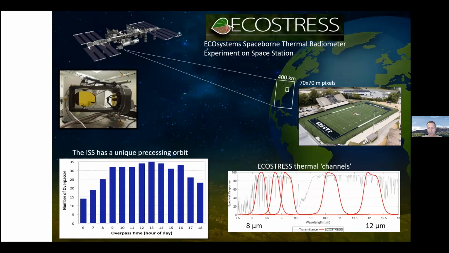And then, as I mentioned before, the detectors are placed in this thermal infrared region from 8 to 12 micrometers. We have 5 different bands there that measure the emitted radiation from Earth. And then from those 5 bands, we are able to determine the temperature.